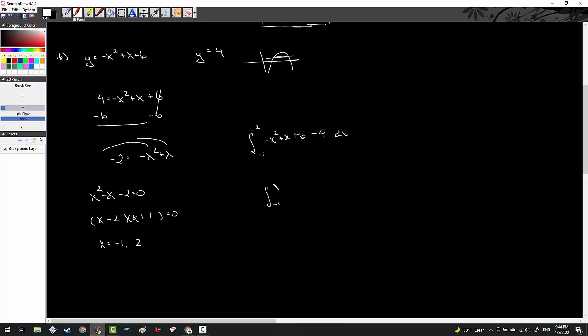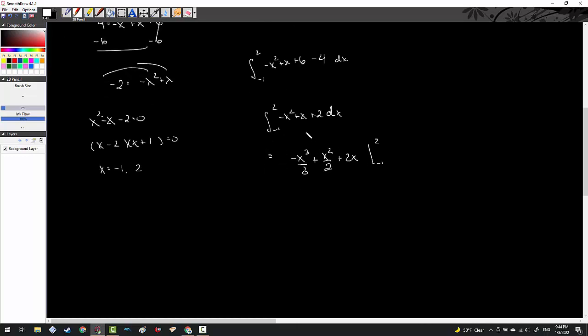So I have the integral from -1 to 2 of negative x squared plus x plus 2 dx. And now that is going to equal negative x cubed over 3 plus x squared over 2 plus 2x. And that's going to be evaluated on the interval from -1 to 2.